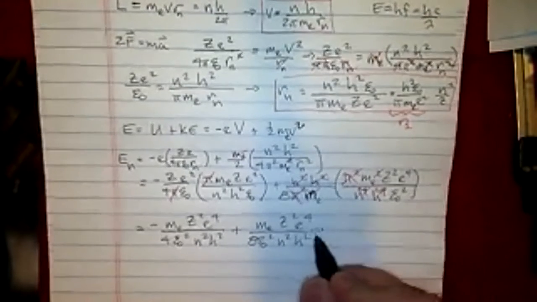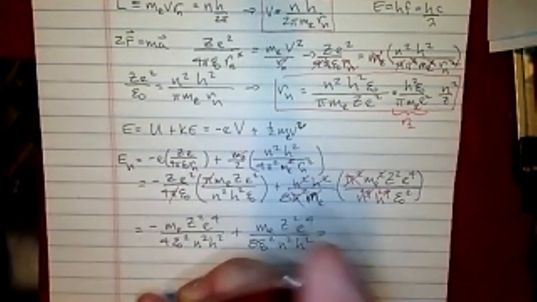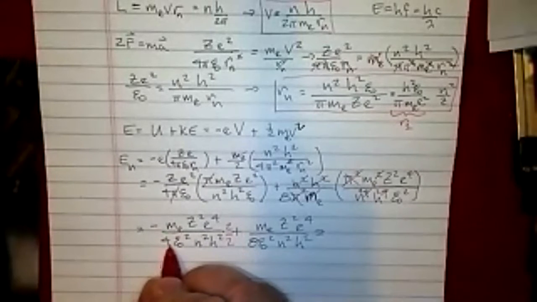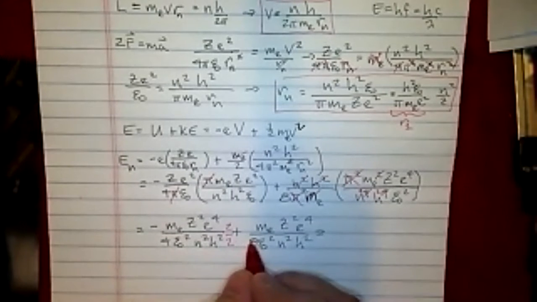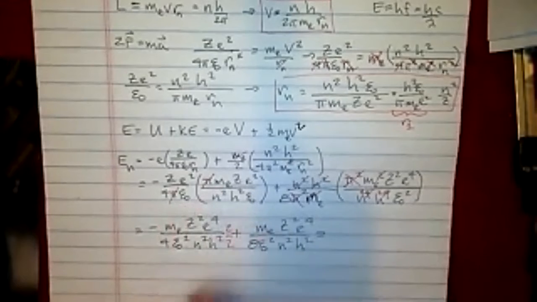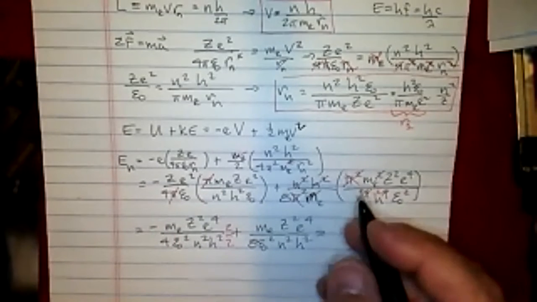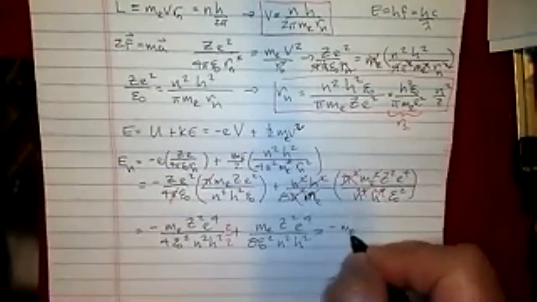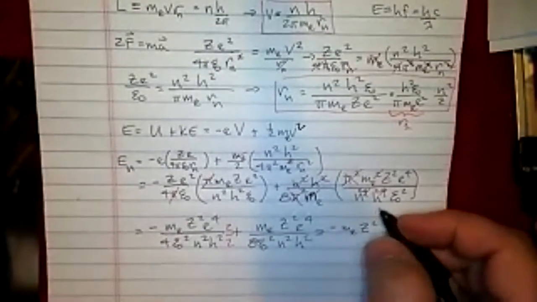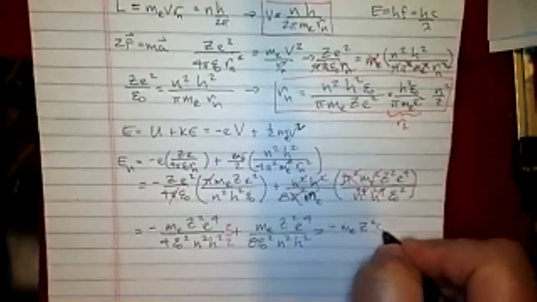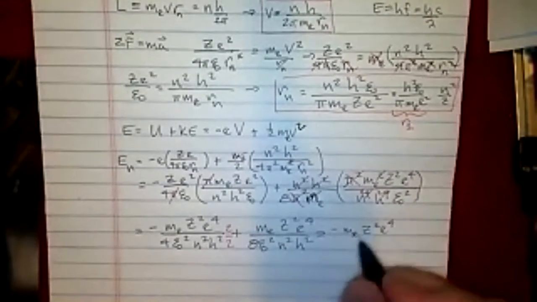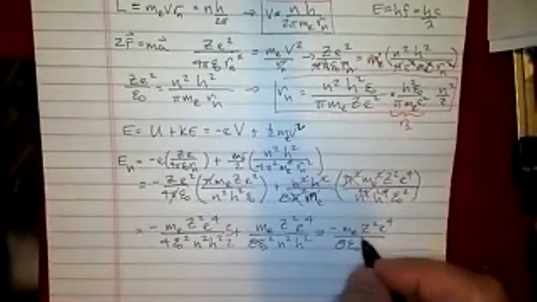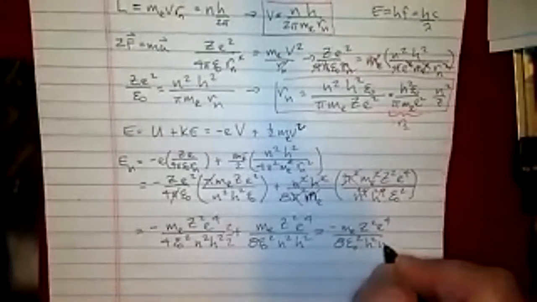I can in fact combine like terms by multiplying this by 2 over 2. That would make that a denominator of 8, so it would match this. And then I'd have 1 minus 2, which should be negative 1. So ultimately, I should get negative m sub e z squared e to the fourth over 8 epsilon 0 squared h squared n squared.